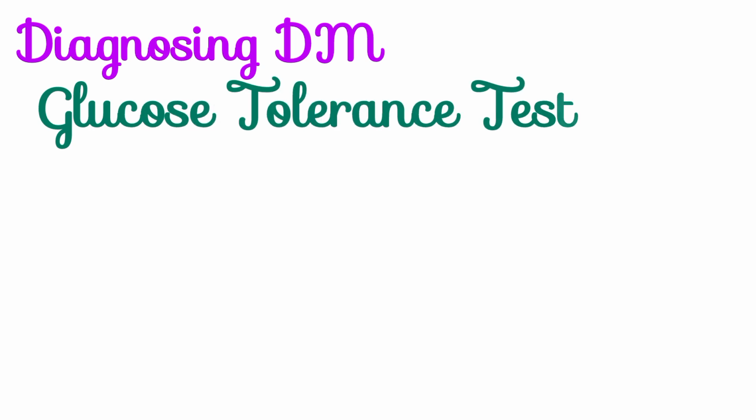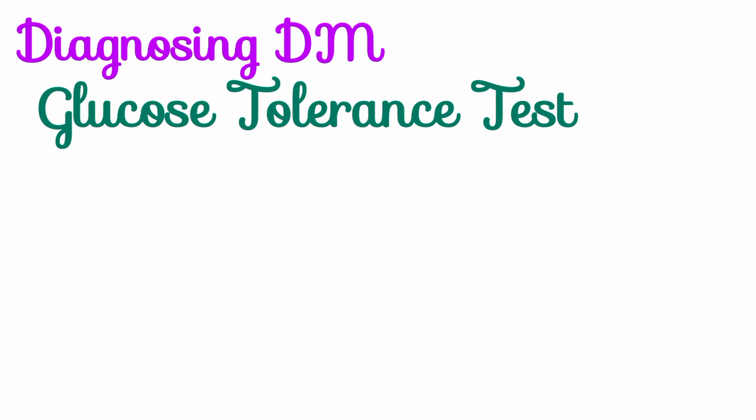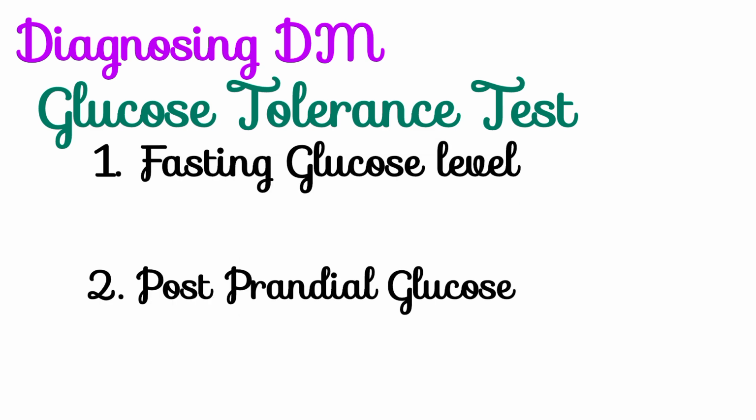How to diagnose diabetes mellitus? For diagnosing diabetes mellitus, we have some tests. First, we see the glucose tolerance test. In the glucose tolerance test, we have to measure blood glucose level in two stages. First one is the fasting stage and another one is the postprandial stage.